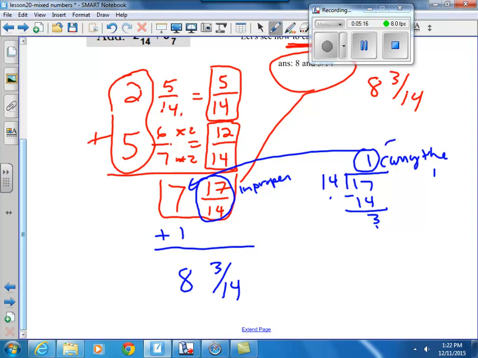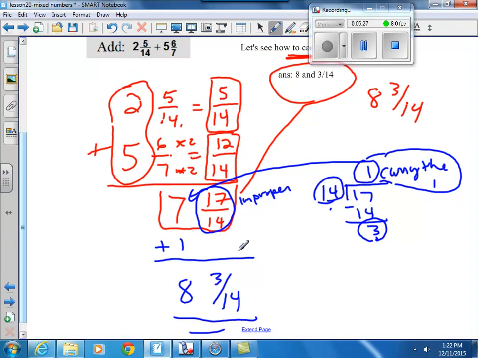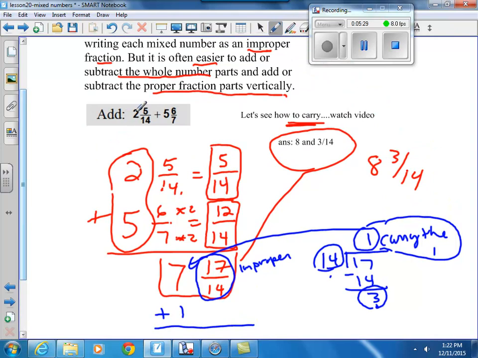So if it's been a while since you've done that business about carrying, carry the 1, 7 plus 1 makes 8, and keep the remaining 3 out of 14. If that's been a while and you don't think you're comfortable with that, you could always change them to improper. But the thing is, if you change it to improper fractions, you're going to start wheeling and dealing in bigger numbers, right? So I'm just going to note to self here, I could take the improper option.